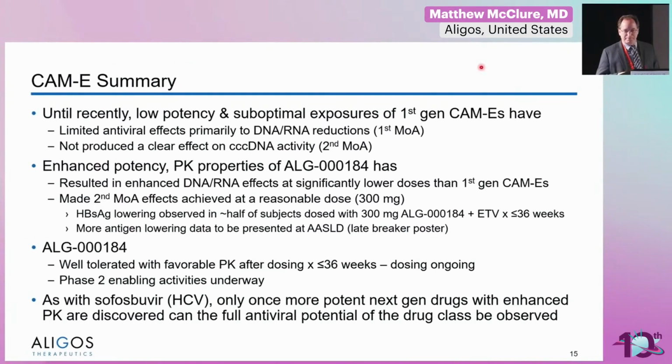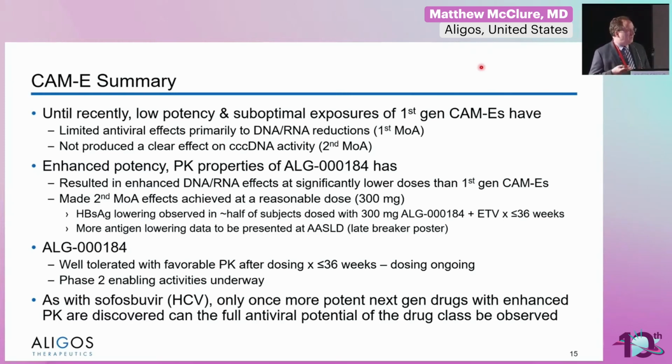So just to summarize, with the drug developer's hat on, and I'll wrap up in just a second, the CAM class was initially a little bit disappointing because all they showed was the DNA and the RNA reductions, but that's because they weren't particularly potent and they didn't have the right pharmacokinetics. But once we started inventing molecules with enhanced potency and better PK, we were suddenly able to realize these harder to reach effects via the secondary mechanism of action because we were physically able to get high enough exposures in the cells to actually measure that secondary effect.